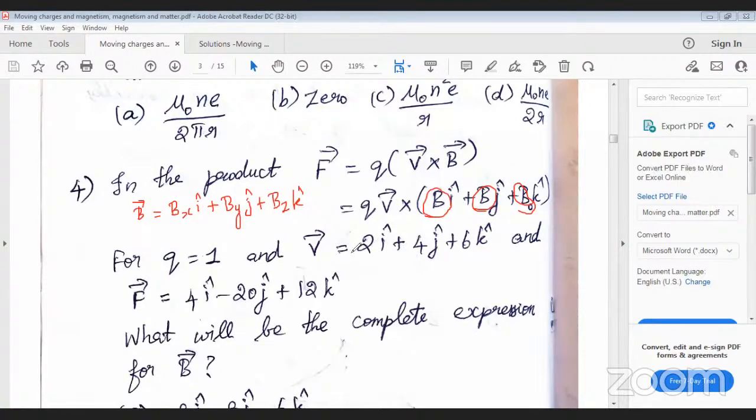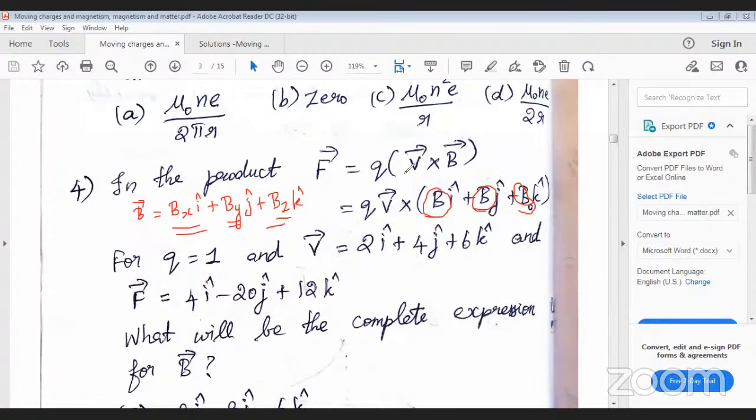So they have given q equal to 1, v equal to 2i plus 4j plus 6k, and f equal to 4i minus 20j plus 12k. Now they are asking what will be the complete expression for B. Okay, complete expression for B means you have to find out the value of this b and b naught, and then you have to substitute in this equation. Okay, B equal to bx I cap plus by j cap plus bz k cap. In this equation you need to substitute.